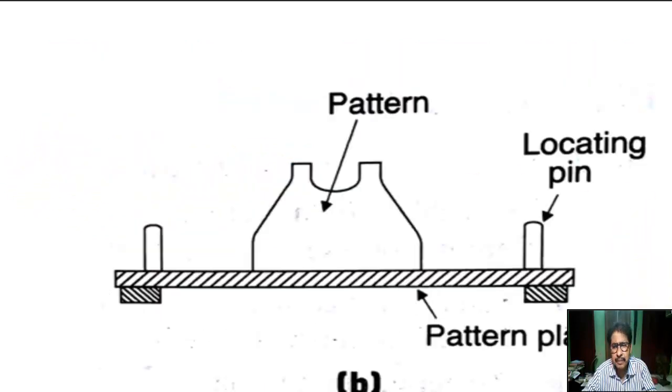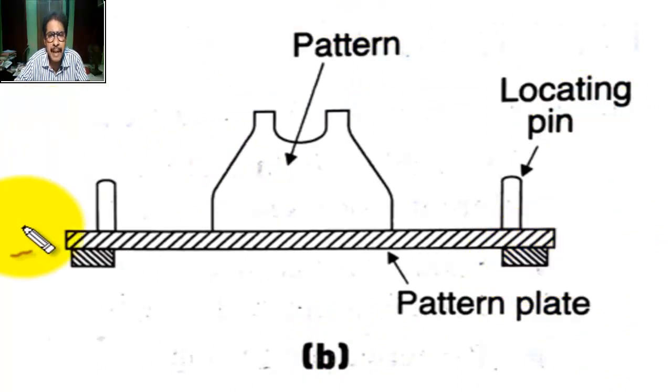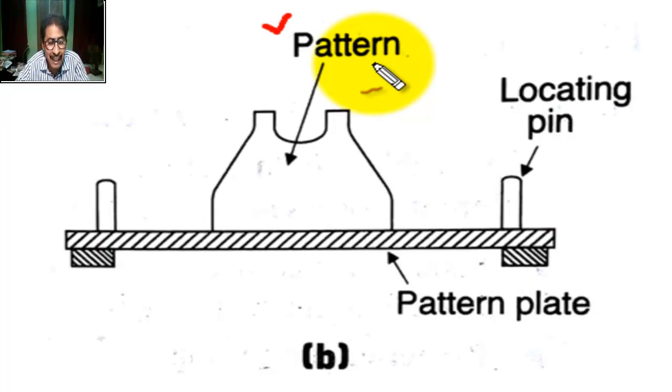Okay, this is figure B. This is the pattern. Pattern is made slightly larger than the product. In pattern, we give contraction allowance or shrinkage allowance and other allowances.